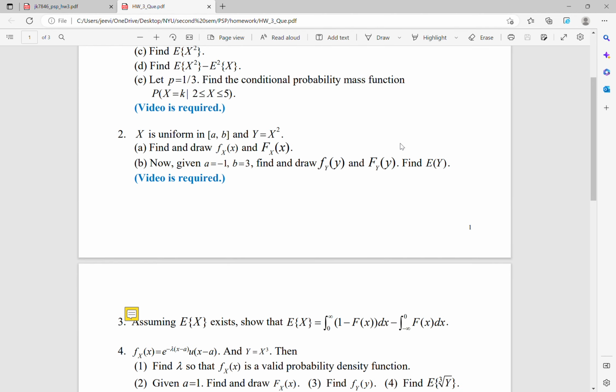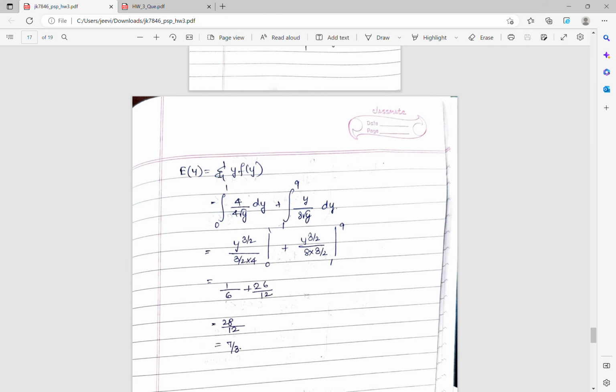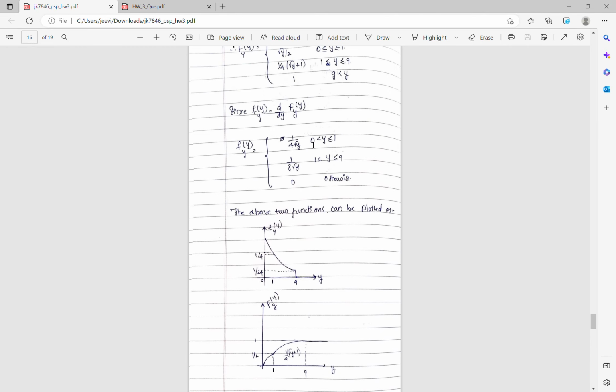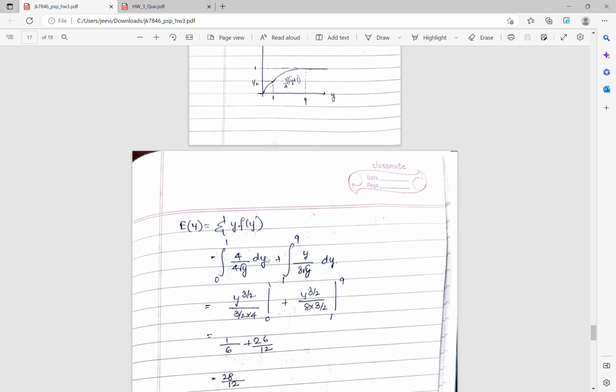Now we are also asked to calculate the value of E of y, and we can calculate E of y as the integral of y times f of y. Now we can separate this equation between range of 0 to 1 and 1 to 9. Since we have here 0 to 1 and 1 to 9, we will write them as y by 4 root y into dy plus y by 8 root y into dy.